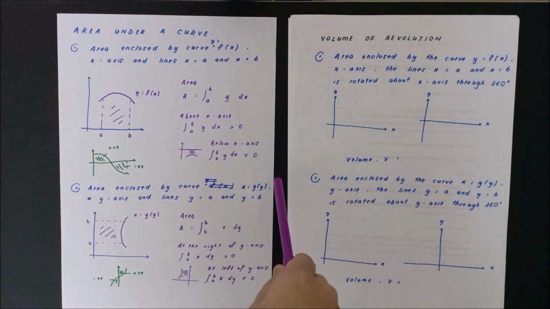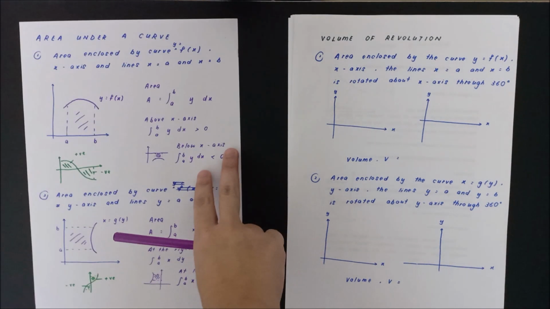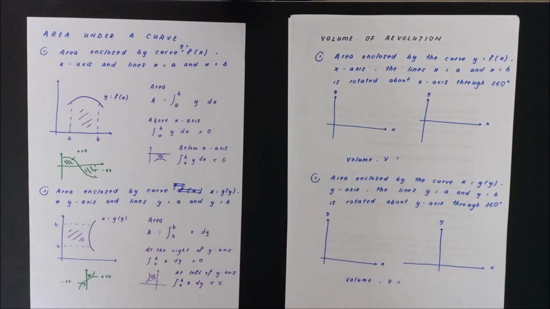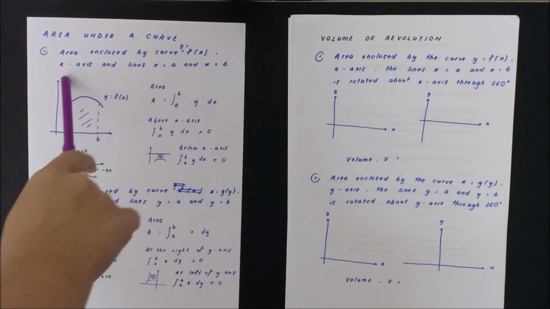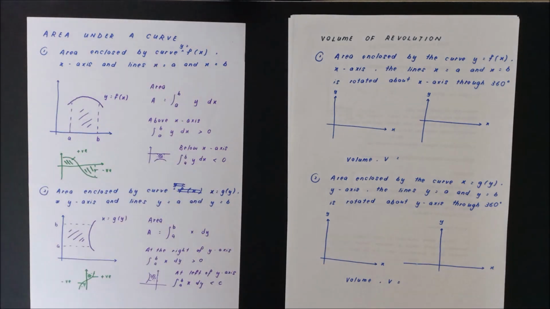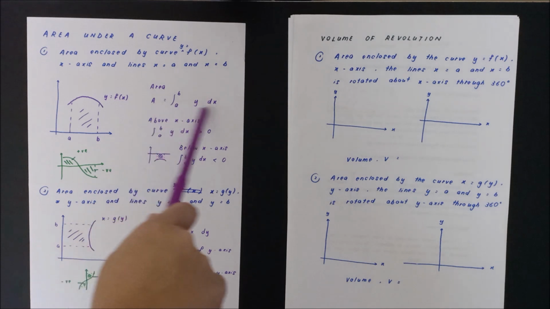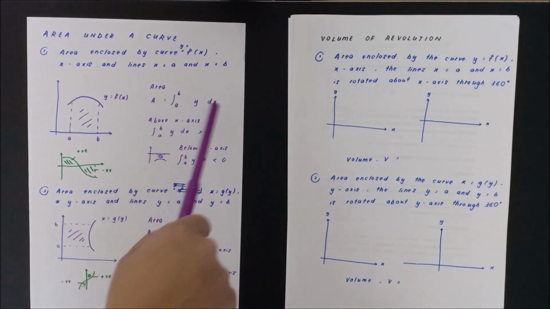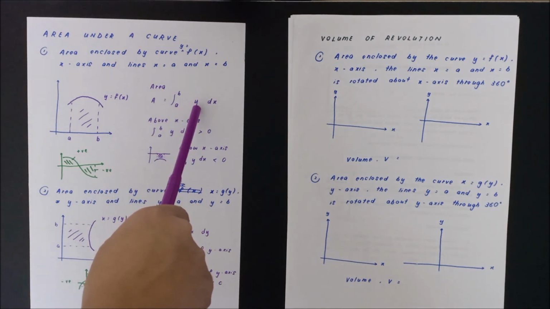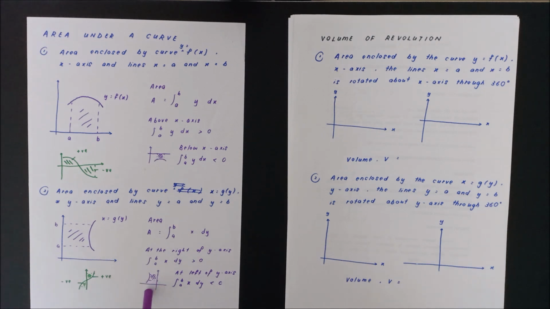For the last time, we have these notes for the area enclosed by the curve, the x-axis and the lines x equals a, x equals b. This is how we find the area: we put dx, and in front of it is y. If you have the curve and the y-axis and the lines y equals a and y equals b, you are going to put x dy.